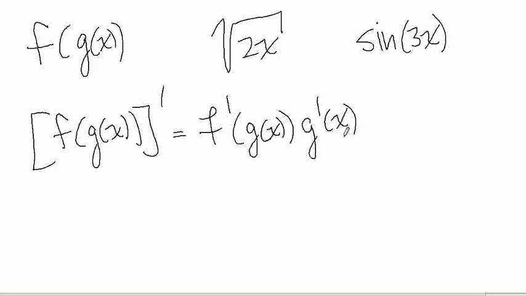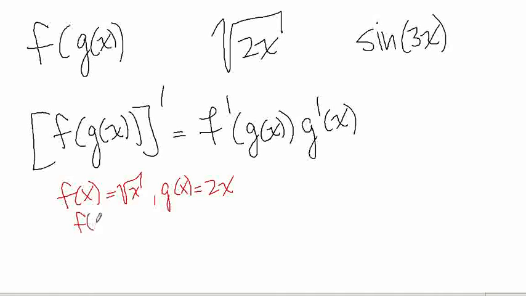Now, some examples are clearly in order here. So let's do the square root of 2x. On the bottom of the whiteboard, for that example, the outer function f was the square root function, and the function that I'm plugging into that was g of x equal to 2x. So can you see that with these definitions, if I was to write f of g of x, that's the square root of 2x.